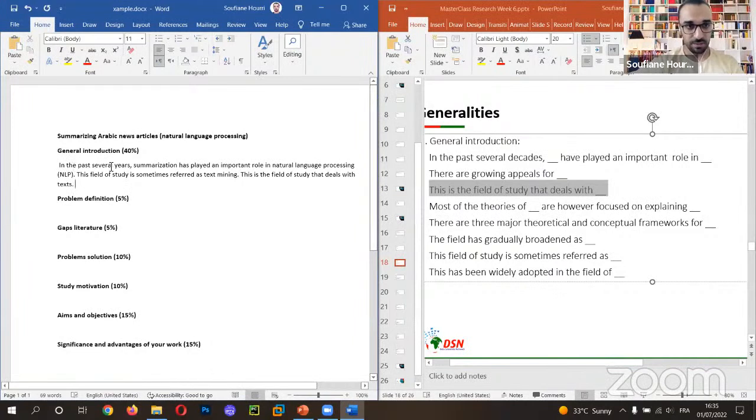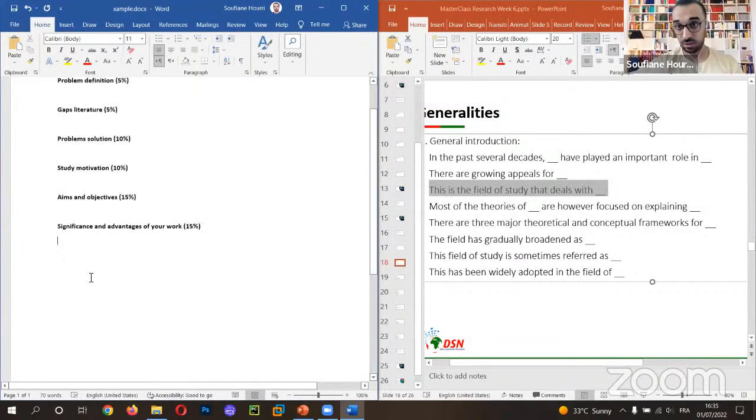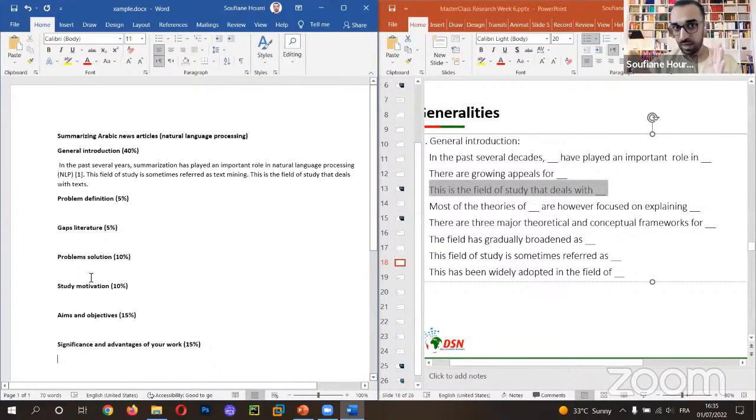For example, in the past years, summarization has played an important role in natural language processing. Here I will put a citation, one, and of course I will put the citation at the end of this introduction, and I will continue like this. The field of study, sometimes referred to as text mining. I can use also another citation. Just try to use a lot of citations here. So this is really important.